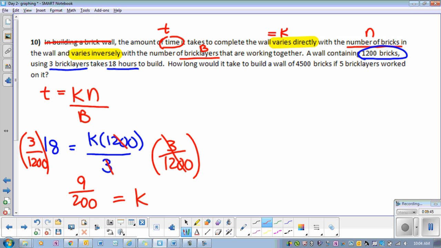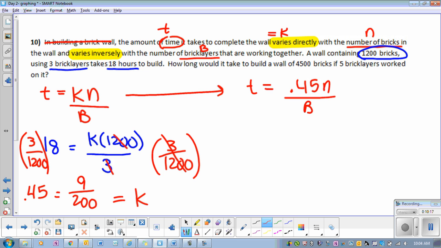Alright. So I'm going to take my original equation, and I'm going to plug in my K. So I have T equals, oh, 9 over 200 looks weird if I put it on the top of a fraction, doesn't it? Would you say it was 0.45? Does it end at 0.45? All right, so we'll say that. That'll just make it a little bit easier for us. T equals 0.45 n over b.